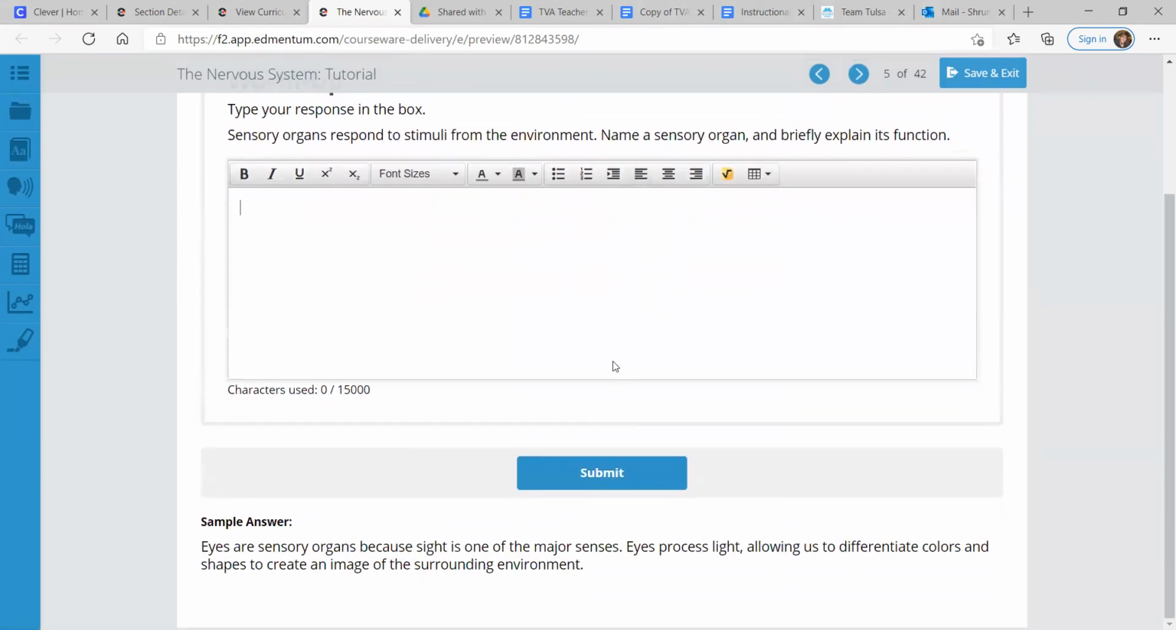So a sample answer is the eye or eyes. They're sensory organs because sight is one of our major senses. Eyes can process light, allowing us to differentiate. We can tell different colors from each other and shapes to create an image of the surrounding environment.